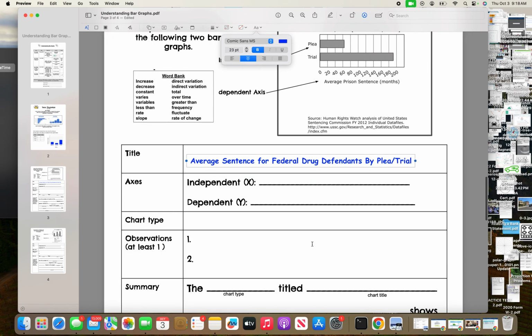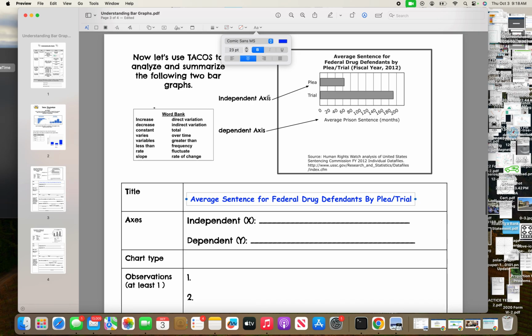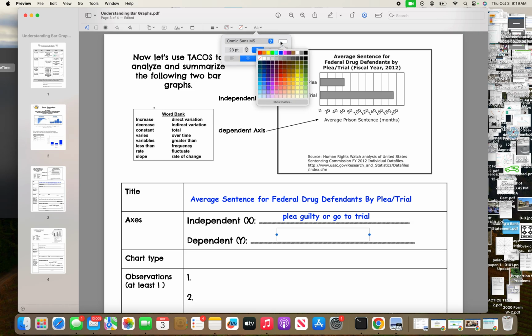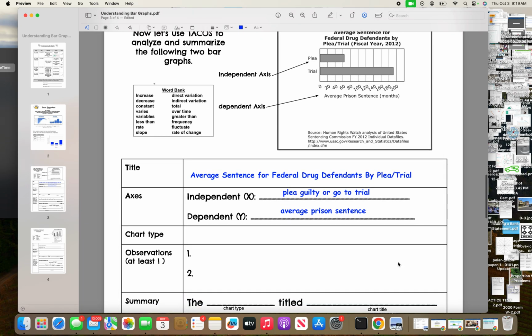All right. What is our independent axis? Well, I have it labeled. Your independent axis is right there. Plea versus trial. Okay. Plead guilty or go to trial. Those are the two options. And what about our dependent axis? If you plead guilty or go to trial, that is going to affect your average prison sentence. Okay. Go ahead and get those three things down.